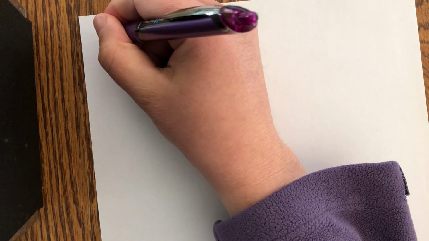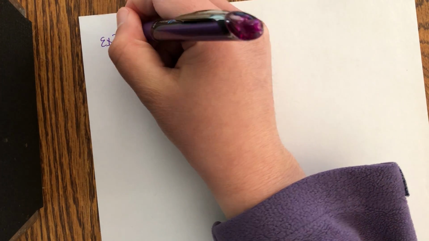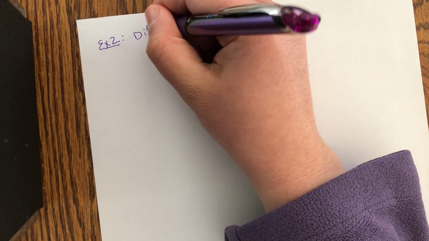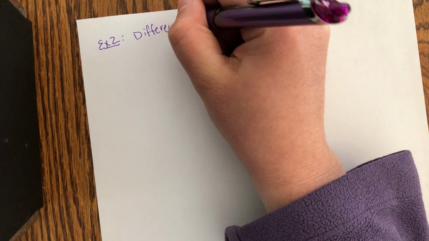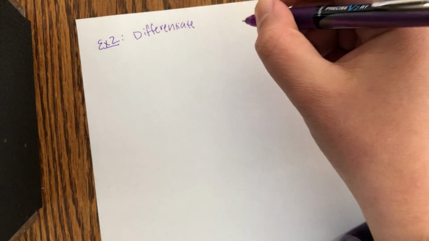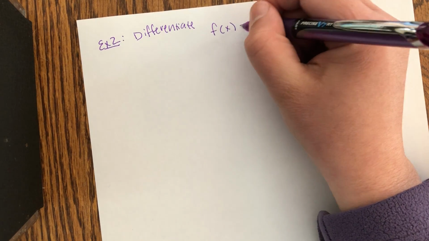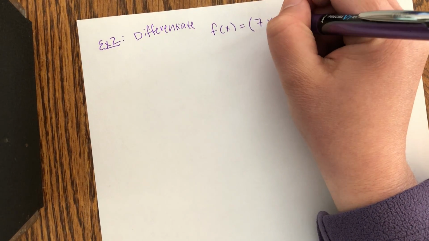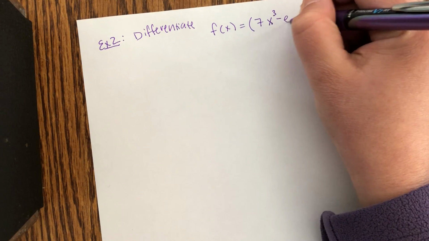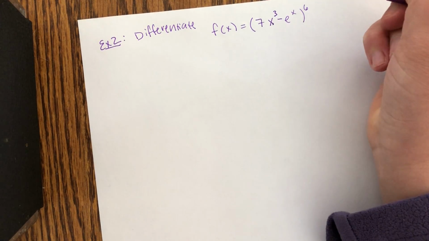Okay, so let's do something like this. Example 2. Let's try to differentiate the function f of x equals 7x cubed minus e to the x, raised to the 6th power.